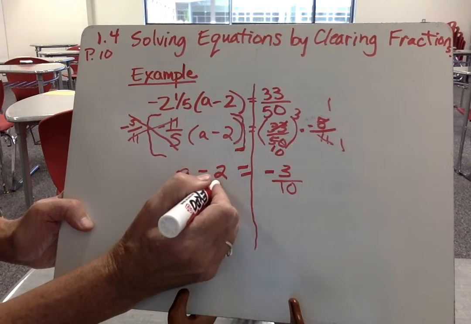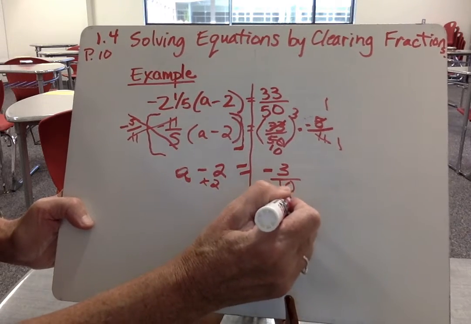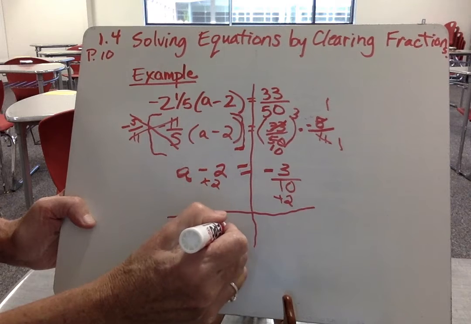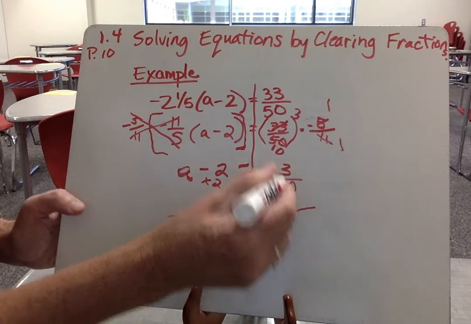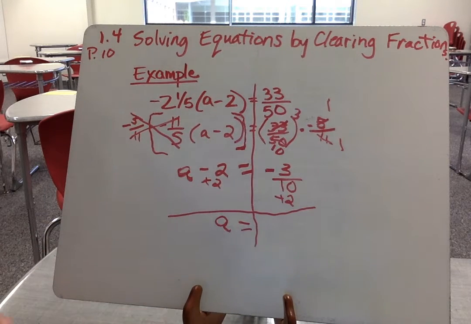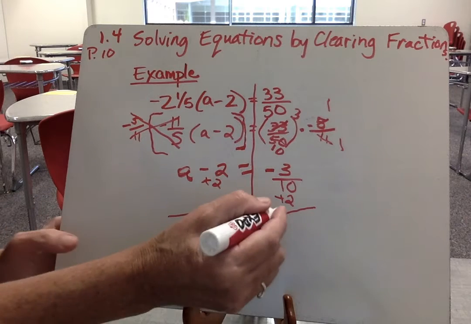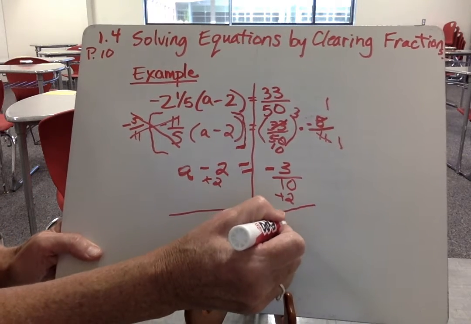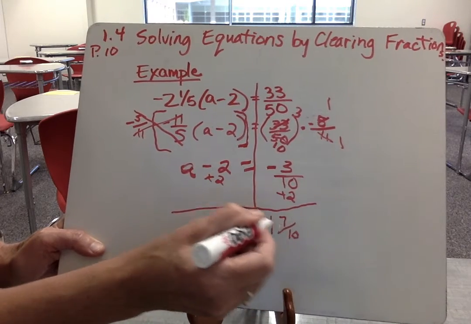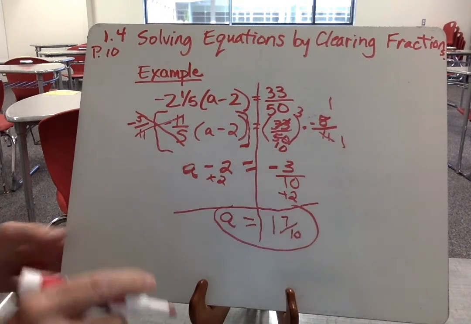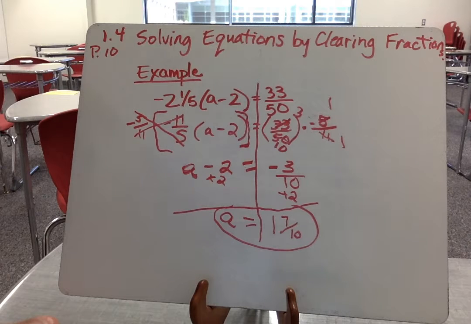So I'm going to add 2 and add 2. So A equals, now since they're opposite signs, I go 2 minus 3/10, and that gives me 1 7/10. And that's my answer. Now, the packet also says it's okay to leave it in improper fraction form. I really don't like that, so I prefer the 1 7/10, or you could convert that to decimal and it would be 1.7. So that's the example.